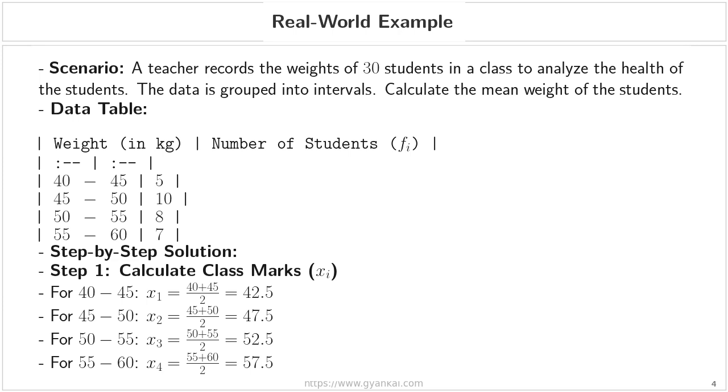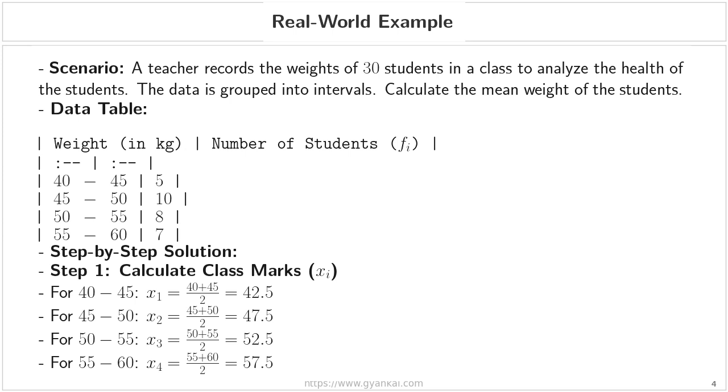To do this, we take the upper limit plus the lower limit and divide by 2. Let's calculate them together. For the first interval, 40 to 45, we add 40 and 45 to get 85, and dividing by 2 gives us a class mark of 42.5. For the second interval, 45 to 50, the midpoint is 47.5.